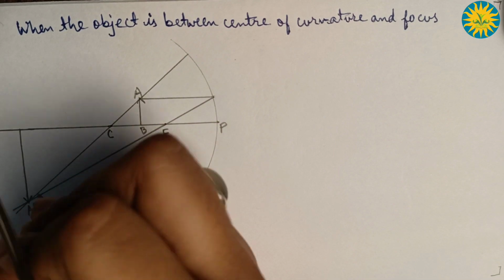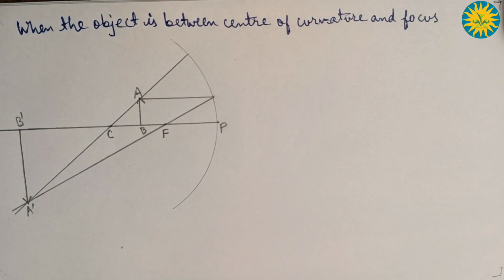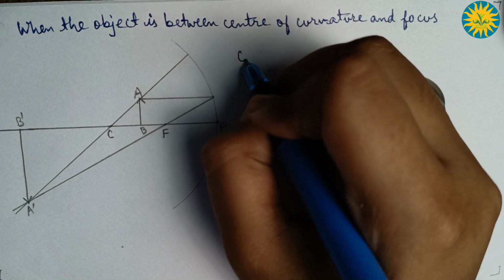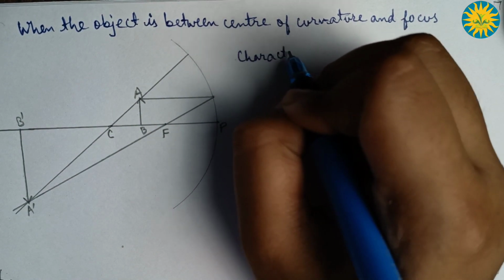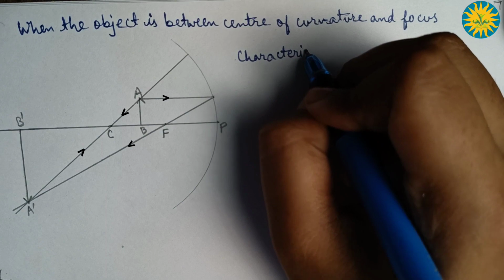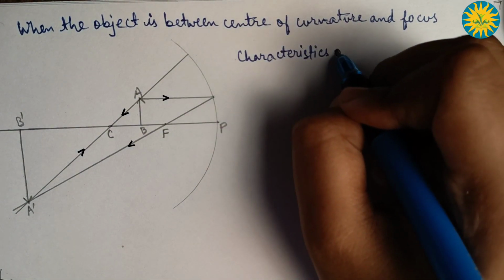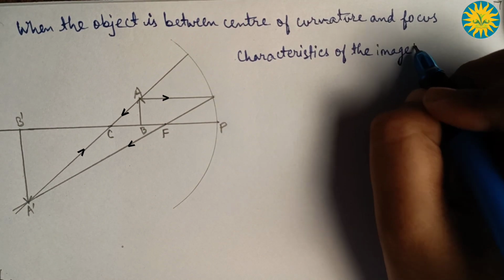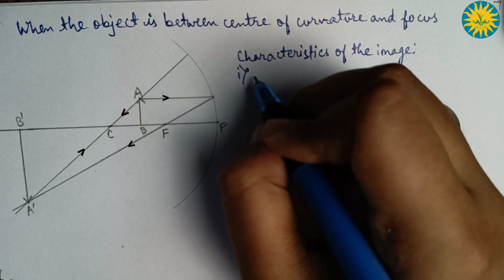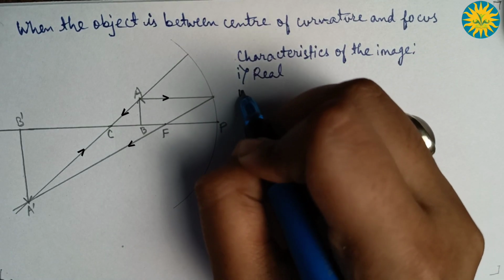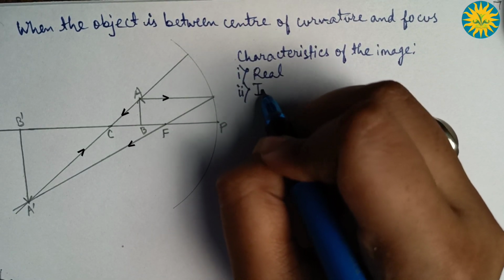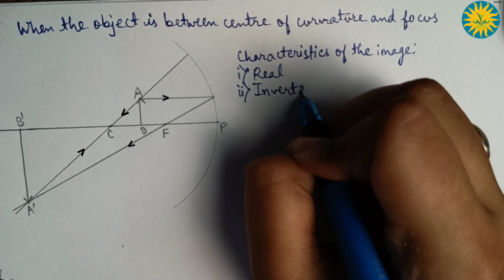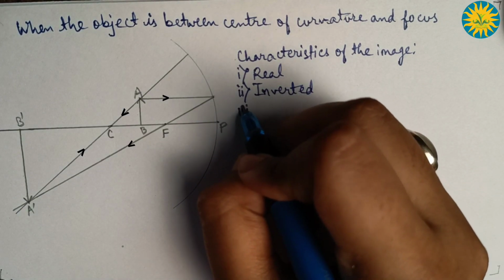Okay, so the object is named as AB, whereas the image is named as A dashed and B dashed. Now the characteristics of the image when the object is in between the center of curvature and focus. Number one, it's real, since the image and object are on the same side of the mirror. It's inverted. You can see the arrowhead of the image is facing downward.